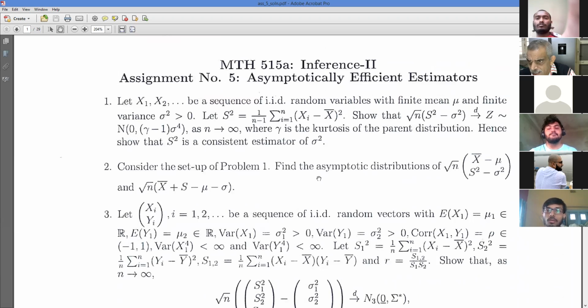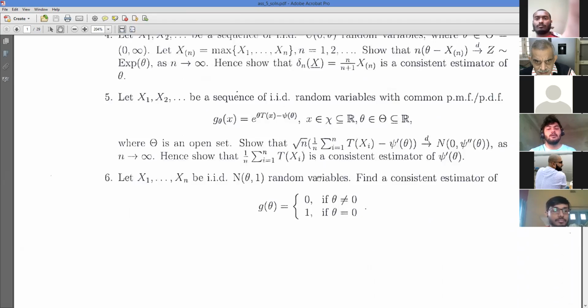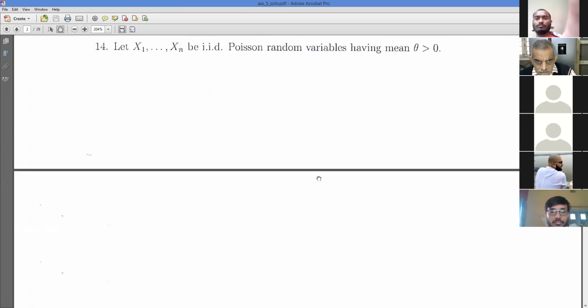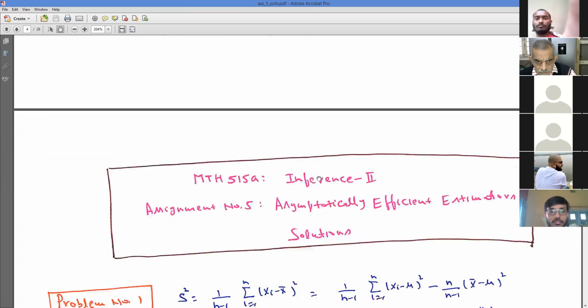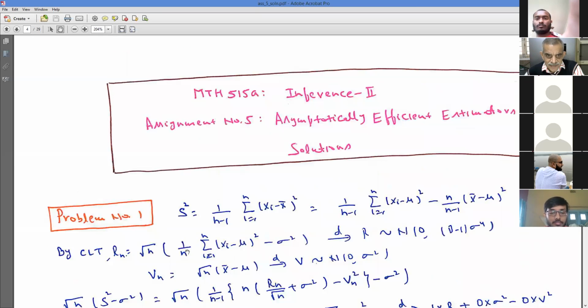Want me to go through the solutions? I can go through that solution if you want. Yes, sir. Okay, so let us look at this. S square is 1 upon n minus 1 summation xi minus x bar whole square. Is that okay? I add mu and subtract mu. So it becomes summation xi minus mu whole square plus n times x bar minus mu whole square, minus n times x bar minus mu whole square. So it becomes 1 upon n minus 1 summation xi minus mu whole square minus n upon n minus 1 x bar minus mu whole square.